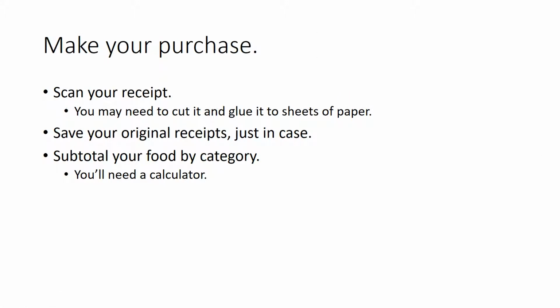So go make your purchase. Then come back to your station and scan your receipts right away, just in case something happens and they get lost. You should keep your originals if you can, just in case there's ever a problem you have to go back, look at them. Then subtotal your food items by category and write down the exact amounts for each.